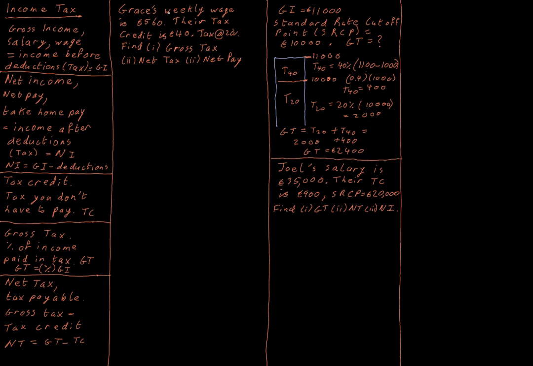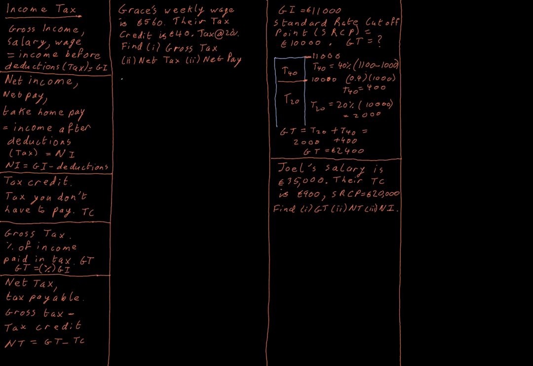Now, let's get into a question and use some of this language. Grace's weekly wage, so we see a weekly wage, that means we're talking about gross income, our income before taxes and deductions, is €560. Their tax credit is €40, and the tax at the moment is just going to be at 20%. So we want to find the gross tax. So the gross tax is a particular percentage of our income, and that's in this case just going to be 20%. It will get more complicated in a moment, but now it's just 20%.